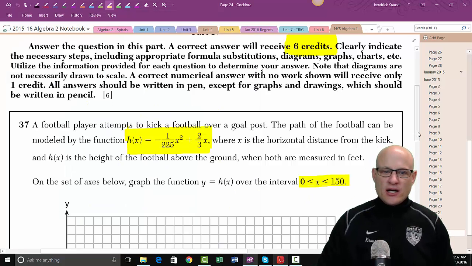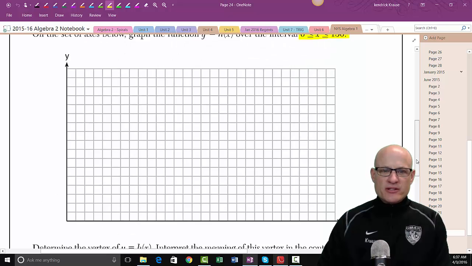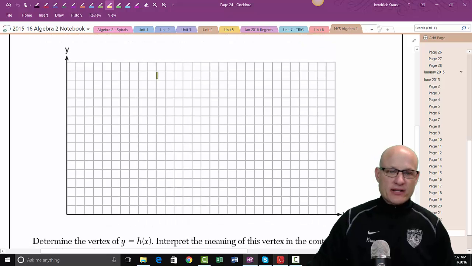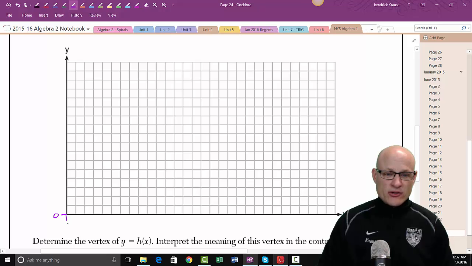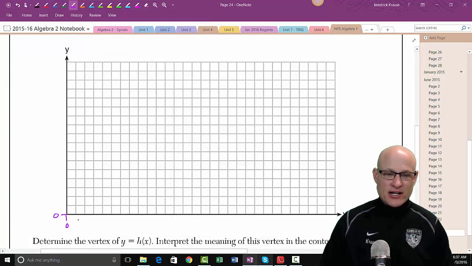So the graph is, interpret them. Did it tell me to find them in? It didn't tell you to find the maximum, so you need to do that though. So what we're going to do is we're going to go 0, 0. Now the maximum we said was 25 feet, and it happened at 75 feet. Now I know I have to get to 150.